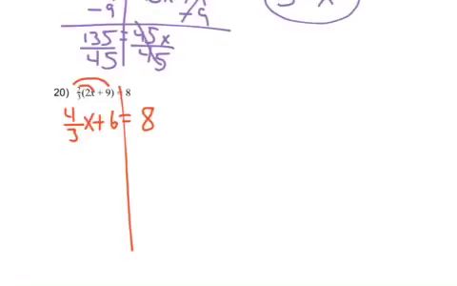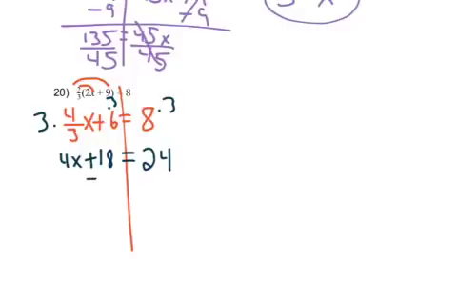Now I have a fraction. Let's get rid of it. So the 3 is in my denominator, so I'm going to multiply every single term by 3. Then I would have 4 times 3 is 12, divided by 3 gives me 4x, plus 6 times 3 is 18, equals 8 times 3 is 24. Now it's to the normal problem you all are used to doing.